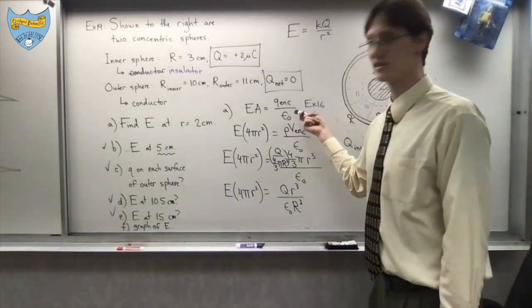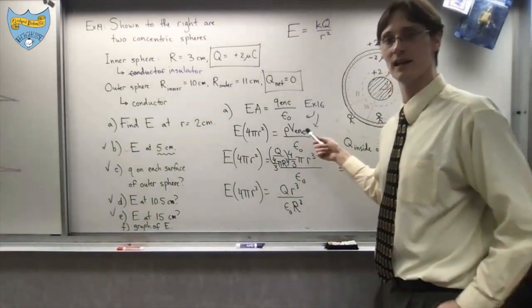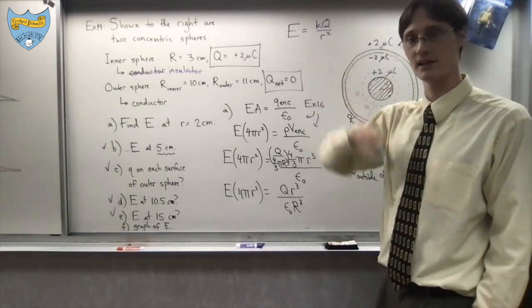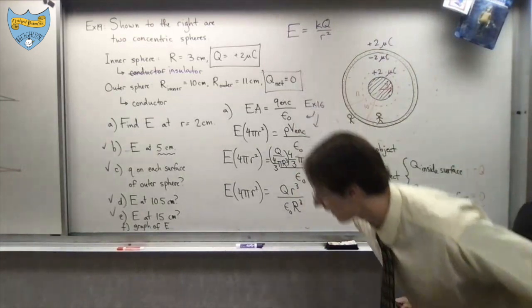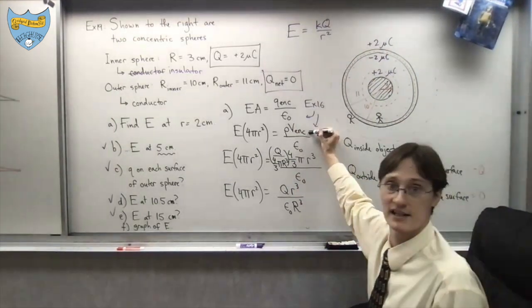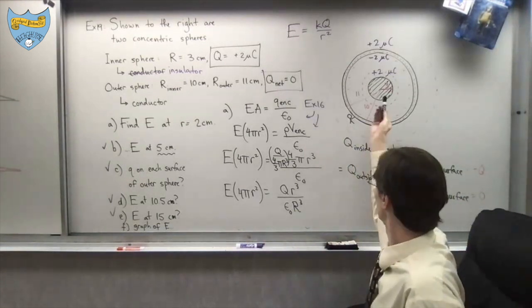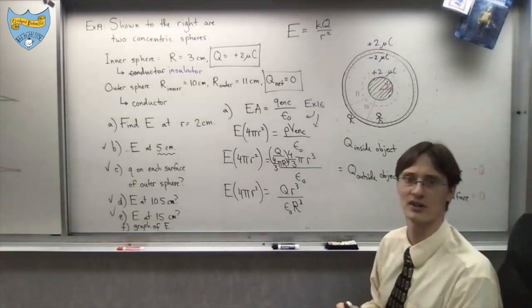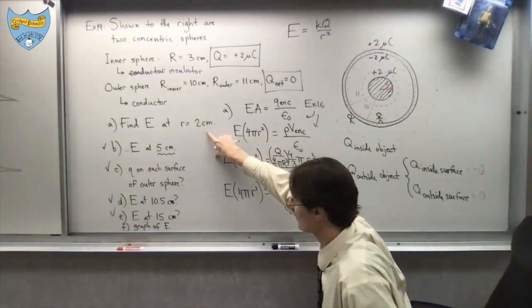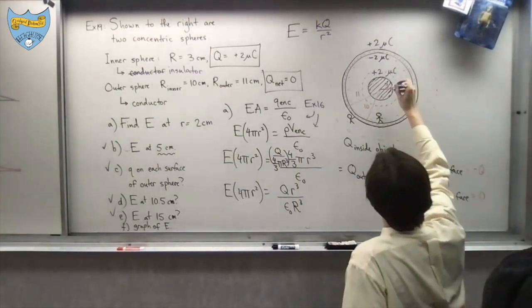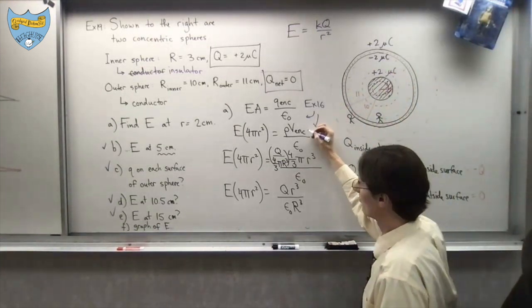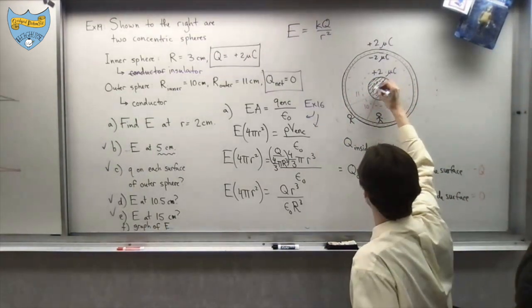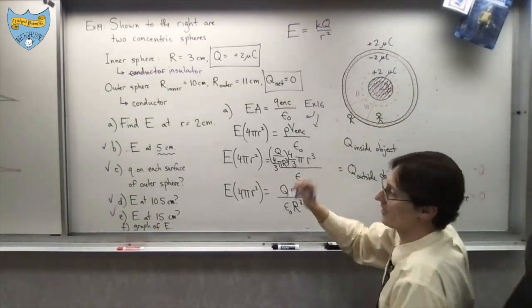This is just Gauss's law. Next line. If it's a solid insulator, that's when you tend to use rho. My enclosed charge is going to be rho times the volume enclosed. How much volume is enclosed? I didn't mark that on here. It's asking about the electric field at 2 centimeters. This is a 3 centimeter object, so the volume of charge enclosed is that much, whatever that is.